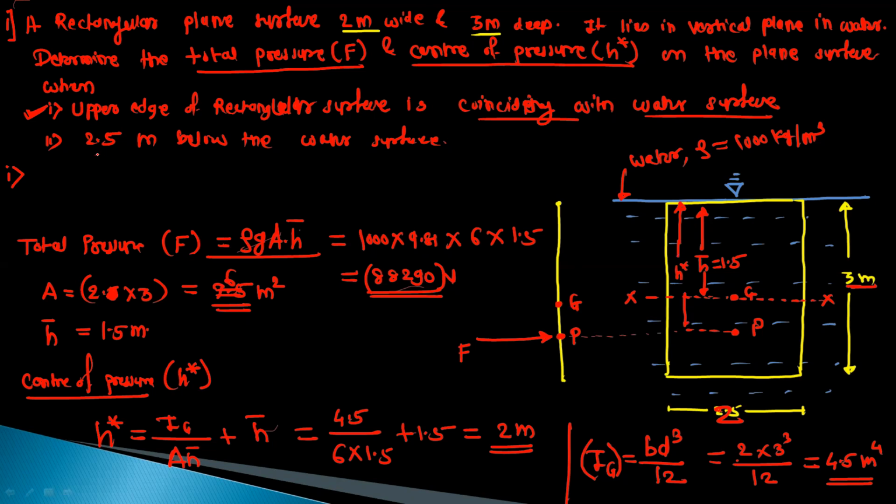In the second case, this rectangular plane surface is at 2.5 meter below the water surface. So this is the free surface of the water.